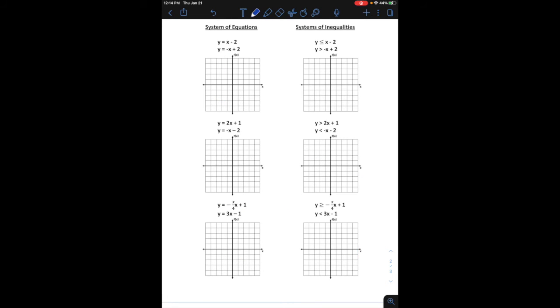We're now going to use this idea to graph systems of inequalities. On the left side, we have equations that we learned last lesson. We're going to graph the two lines and see where they intersect to show the solution to the system. My first equation I'm going to graph in blue, starting at the y-intercept at -2. And that equation has a slope of 1, so from that first point, I'm going to go up 1, right 1, and graph my line.